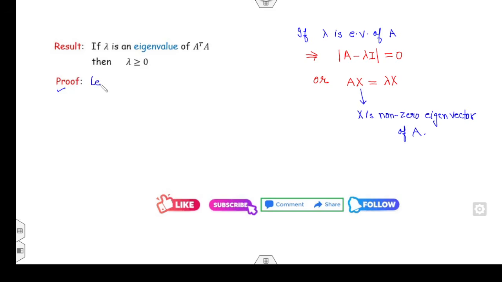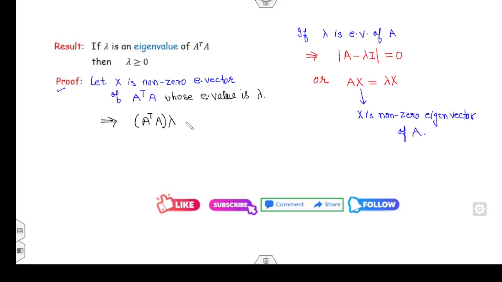Let's start with this. Let x be a non-zero eigenvector of A transpose into A, whose eigenvalue is lambda. That means, by using this definition, A transpose A x is equal to lambda x.